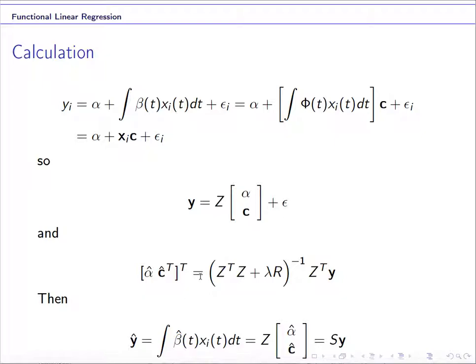So after we get the estimation for the basis coefficients c hat, then we will know the coefficient function beta of t, right? So then we can get the fitted value y hat equal to alpha hat plus the integral of beta hat of t times xi of t dt. And after we plug in the formula, we should be able to write this also as a matrix S times the original data y. In other words, y hat equals S times y.